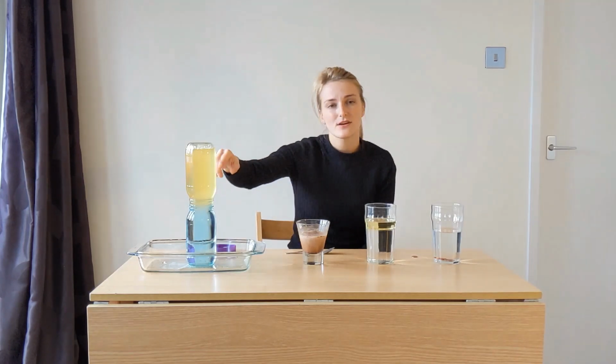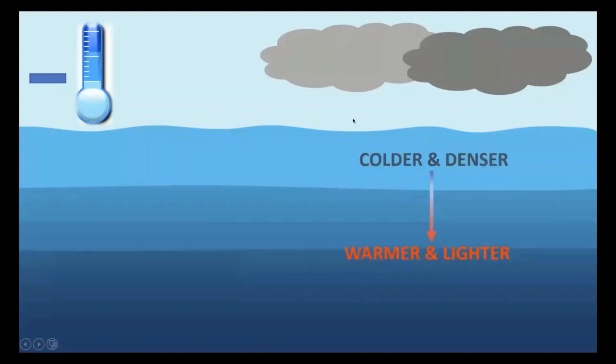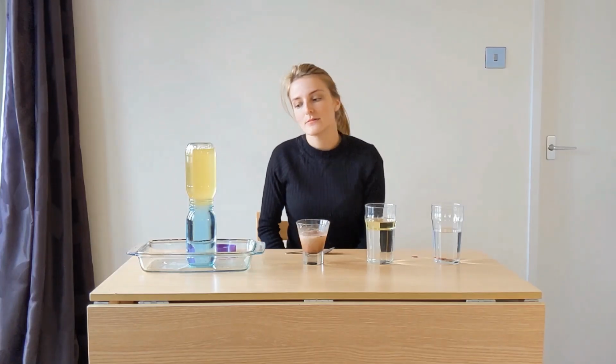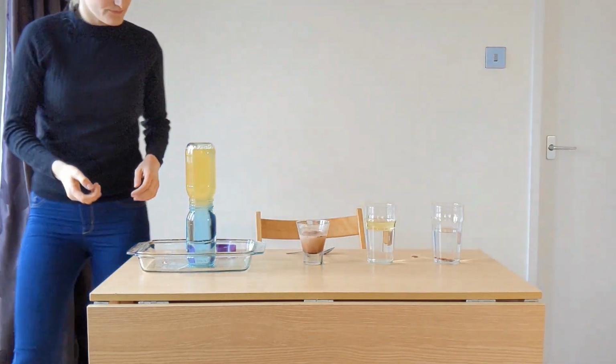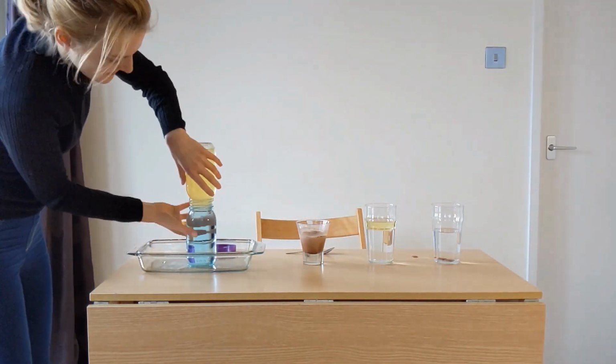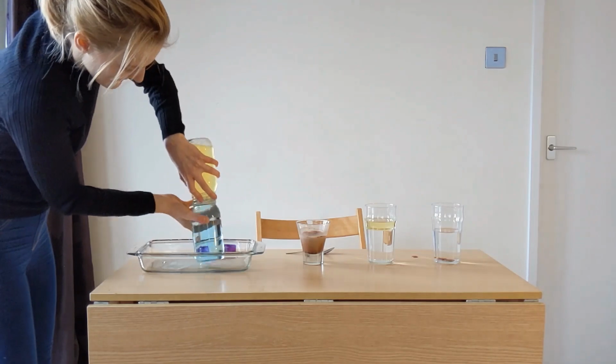But let's say there's a really cold day in summer, and this surface layer loses heat to the air. What happens then? Then we've got a scenario where we have colder water overlying warmer, less dense water, and we can see what happens by moving this around. So let's see if I can do this without causing too much of a mess.